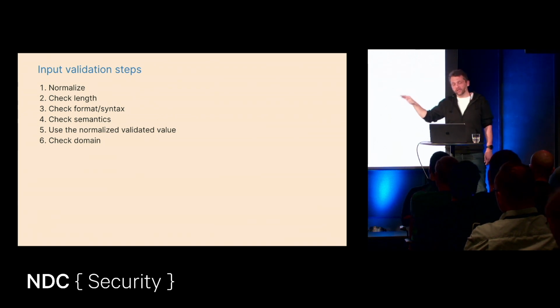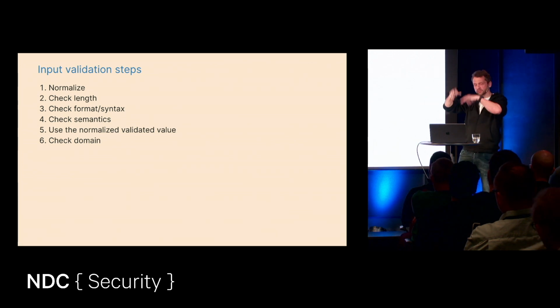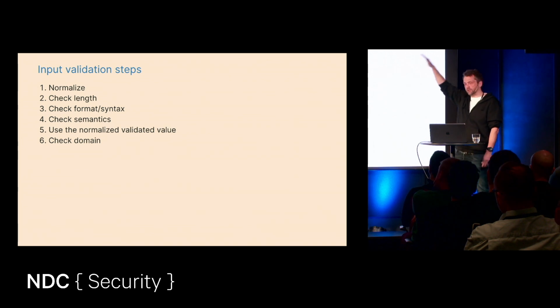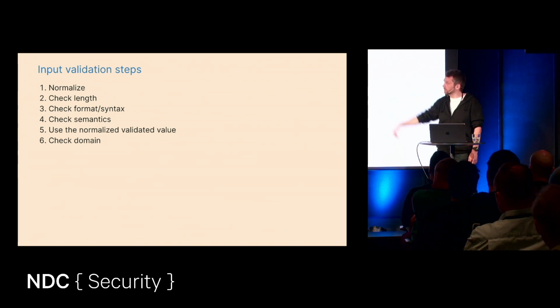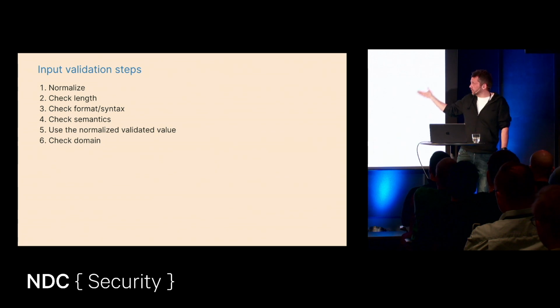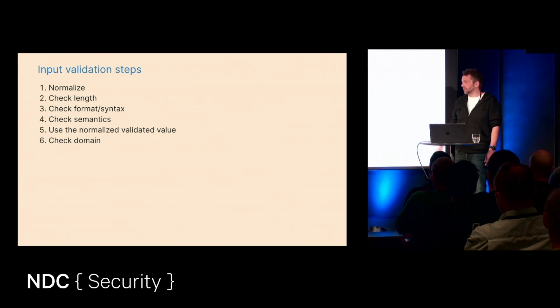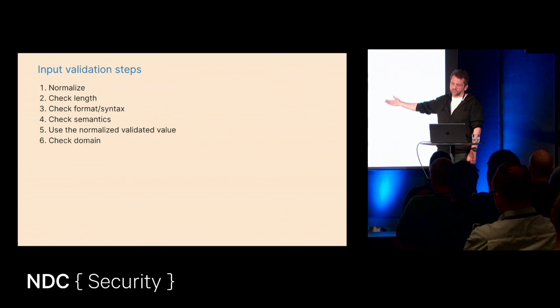This is also something I've seen so many times, where people do normalization and do all kinds of checks, and then they end up using the value they started out with, which was not the one that went through normalization. And last but not least, we check the domain if that's necessary, so we can go and look up the ID in a database or whatever it is.